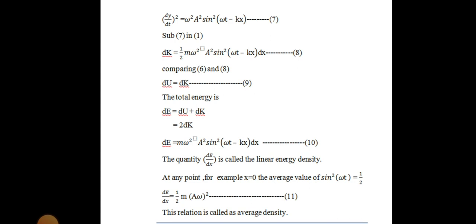The quantity dE/dx is called the linear energy density. At any point, for example x = 0, the average value of sin² ωt is half. So dE/dx = 1/2 m (aω)². This relation is called the average energy density.